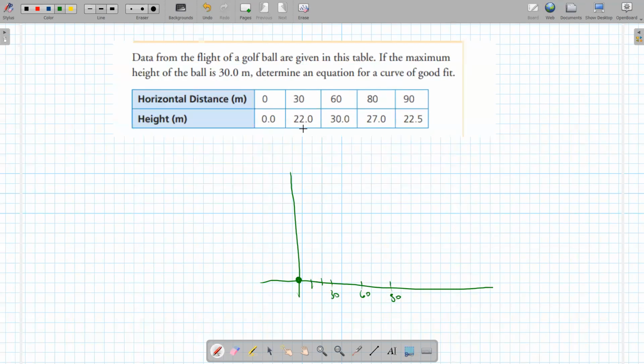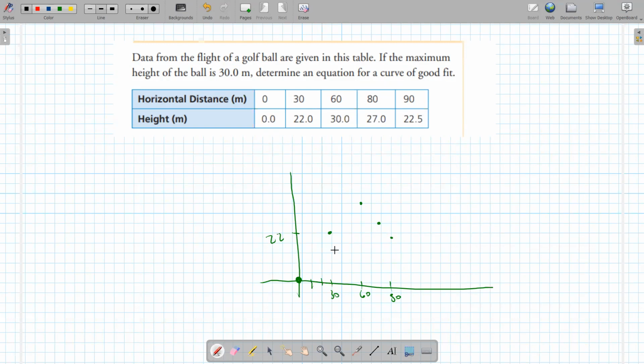And our first point is 22. Let's say this is 22. Next point is 60 and 30. Let's say this is 30. Next point is 80 and 27. And the last point is 90 and 22.5. So that's a rough sketch. Usually you do this using technology, but if you want, you can also do it by hand.